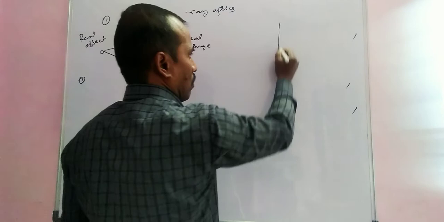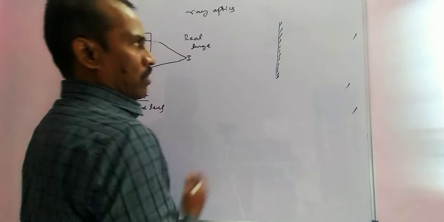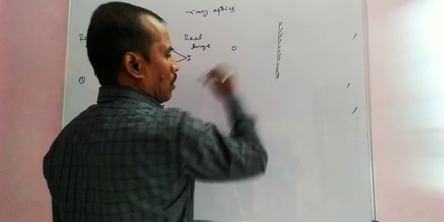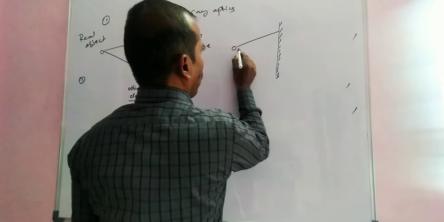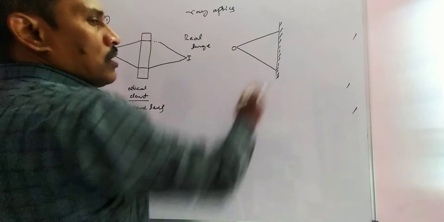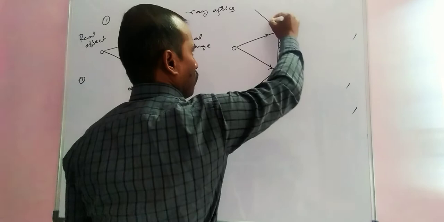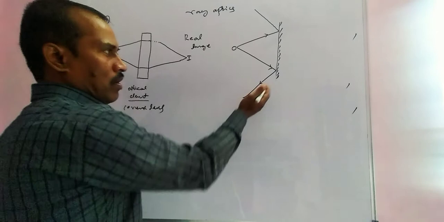Second, for example, a plane mirror, with a silver coating on one side. The right side face is the reflecting surface. Now the object is placed in front of the plane mirror, and two rays are incident on its surface. After incidence, the rays are reflected according to the law of reflection.